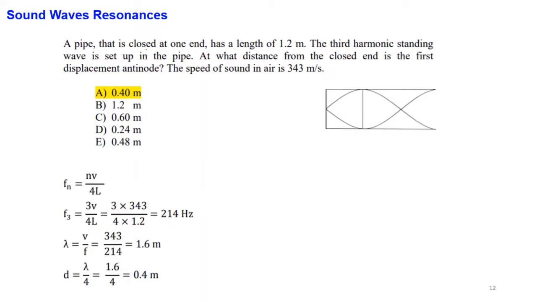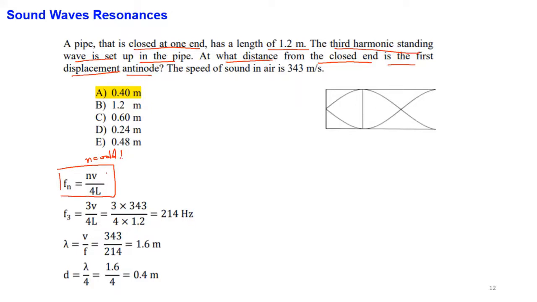So we have a pipe which is closed at one end, meaning open at the other end, and I give you the length of the pipe. And I tell you that the third harmonic standing wave is set in the pipe. At what distance from the closed end is the first displacement antinode? Great. So you can draw if you want, but let's just exploit the data of the problem. One pipe, one closed end, one open end. So you know that the resonance frequencies look like this, and n should be odd.